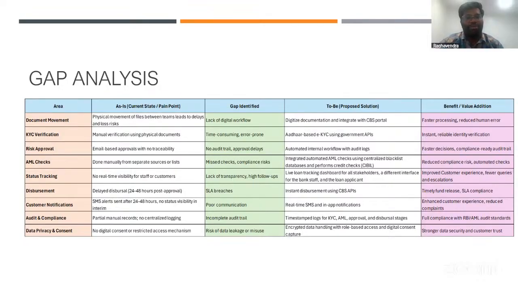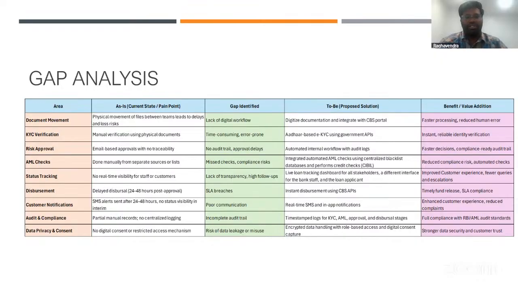So for this, we have proposed Aadhaar-based eKYC using the government APIs. And then we have a lot of other aspects like risk approval, AML checks, status tracking. I would like to mention status tracking as one of the key gaps we identified, because in the current system, there is no status. Once the customer applies for a loan, he has no idea where his file has been stuck, like at what stage his file is there. He only gets an intimation if it is approved or not, or if it is approved, when he's going to get his funds. Otherwise, he has no idea where it is.